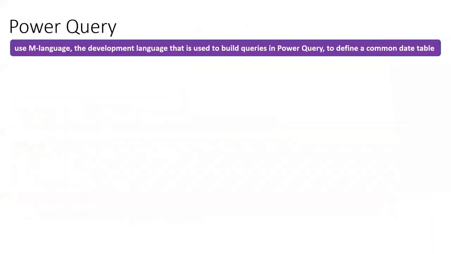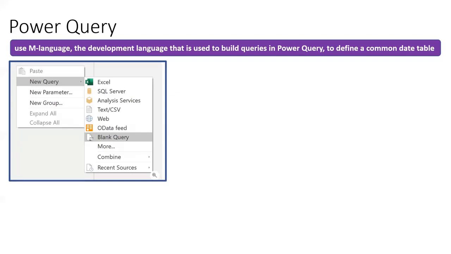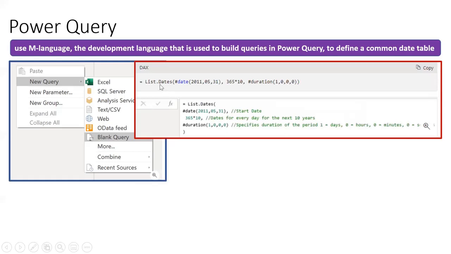Now, Power Query is what we have seen already. Whenever we are connecting, we use it to create a table, using the M language, the development language used to build queries in Power BI, to define a common date table. We can create a new blank query, and then write this list of dates. This is some code we can write. There is ready-made code available as well. We can just google it and find the source code for how to create a date table. So we don't need to worry about writing the code, it is readily available and we can use it.